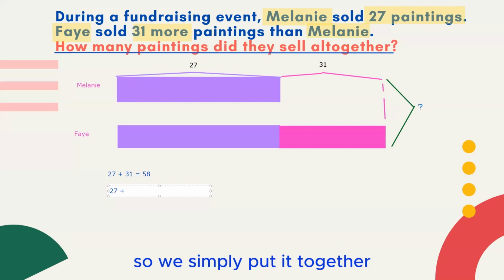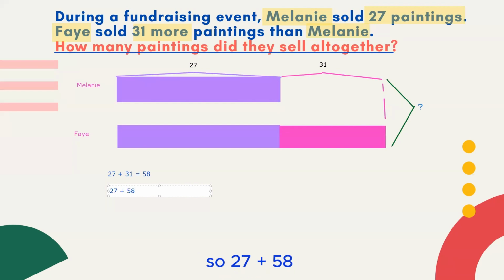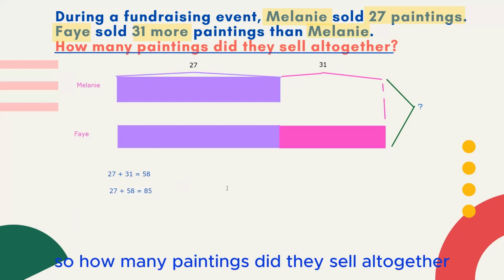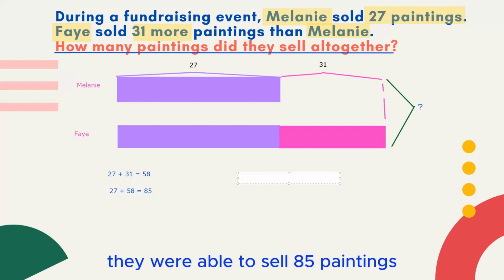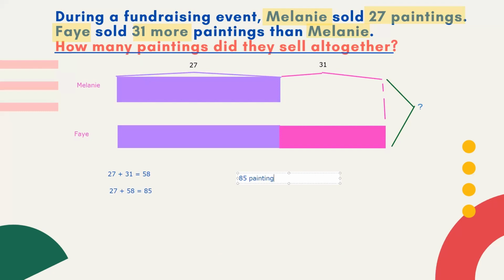We want to find out how many they sold altogether. So we simply put it together. So 27 plus 58. And we'll get 85. So how many paintings did they sell altogether? They were able to sell 85 paintings altogether. There you go.